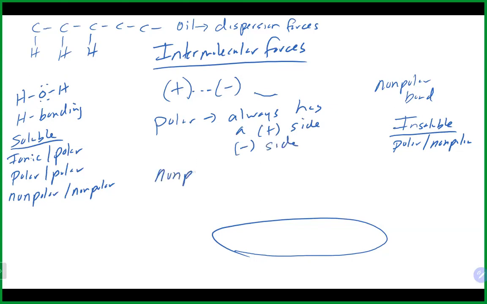Non-polar things are pretty much neutral. They don't have a negative side. They don't have a positive side. And that's because they're sharing electrons equally over the entire molecule. So they're non-polar. There isn't a side like in water that's negative and a side that's positive. If you have a non-polar molecule, there's pretty much no positive or negative side.